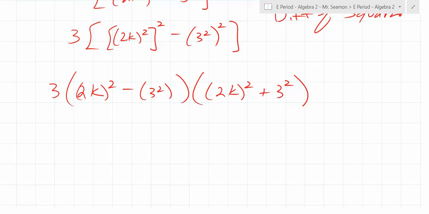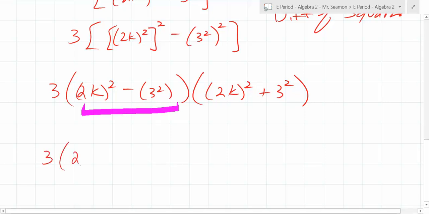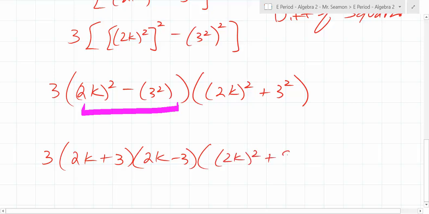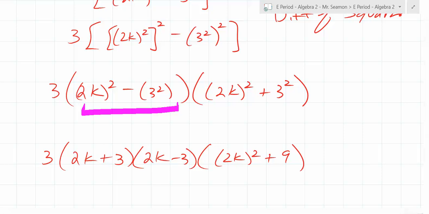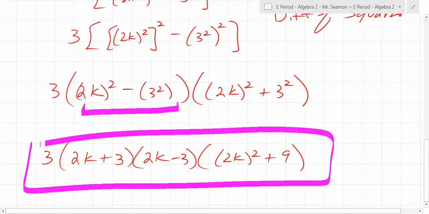Now the real question is, are we done? No. Let's just finish this and we'll go back. Are we done? Not quite. What do we see in the middle? What do you see? The difference of? So what does this turn into? 3 times 2k plus 3 times what? 2k minus 3, and what's still left over? 2k squared plus, let's say 9. Now are we done? This is a long one. This is a really long one.